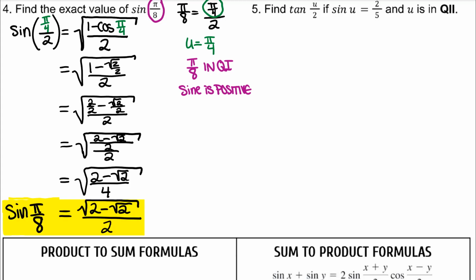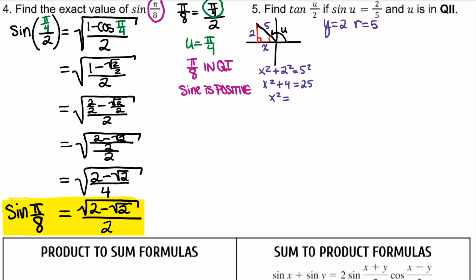Number 5, find tangent of u over 2 if sine of u is 2 over 5 and u is in quadrant 2. First, let's draw the angle u and a reference triangle. Sine corresponds with y over r, so y is 2 and r is 5. Use the Pythagorean theorem to solve for x. Because we're in quadrant 2, x is negative.